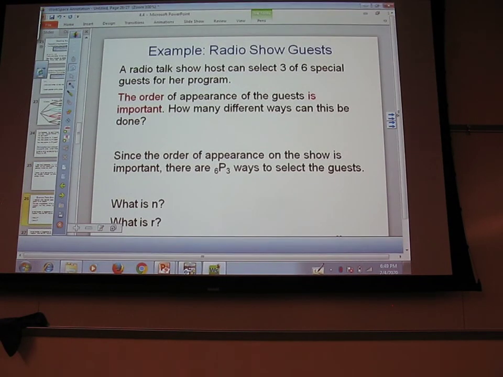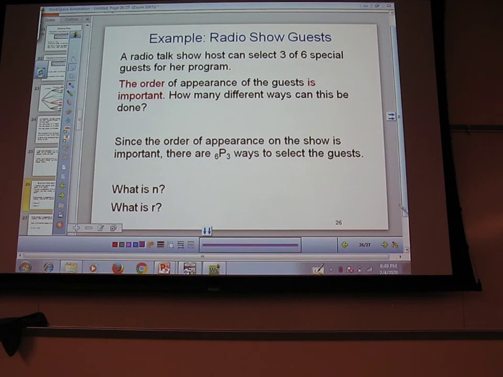Here's another example. Let's get a reader for this one. How about Vanessa? A radio talk show host can select 3 of 6 special guests for her program. The order of appearance of the guests is important. How many different ways can this be done?